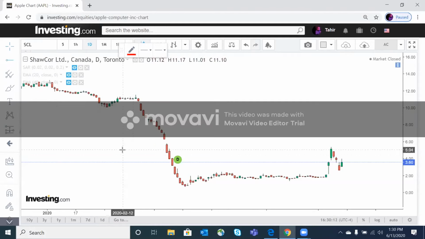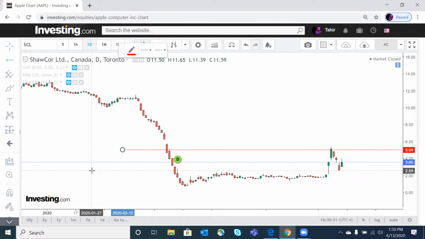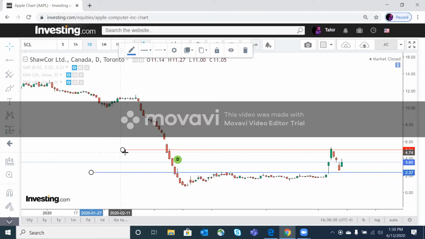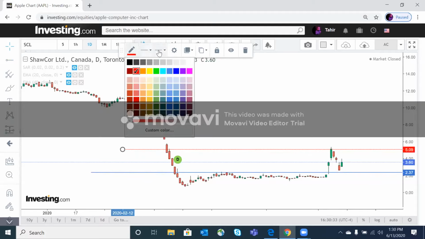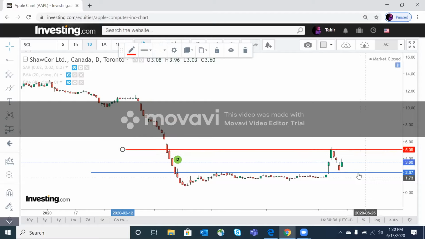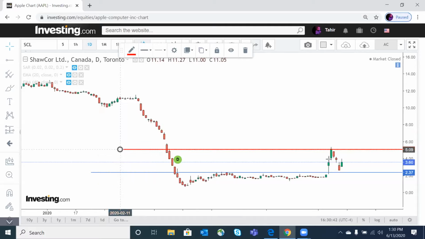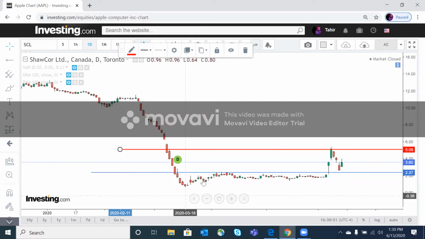Let me do it real quick here. This is the resistance and this is the support level. Okay, let me change the color. Support level. I hope the lines are visible, or I need to make them a little bolder. This is a resistance at 5.09, almost 5. Support level for this stock seems to be at 2.37. It didn't touch exactly 2.37, but it touched multiple times very close to its support level.